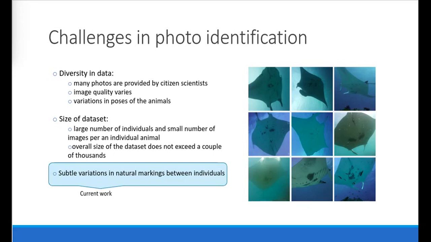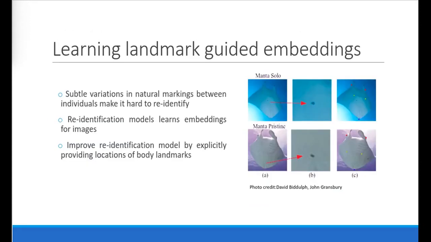To summarize, my goal is to develop a robust re-identification method using deep learning to overcome these challenges. And I believe that these challenges are applicable not only for manta rays, but for other ecological datasets of animal identities, including whales, tigers, and zebras. In my current work, I look into methods to distinguish between individuals with subtle variations in their markings.